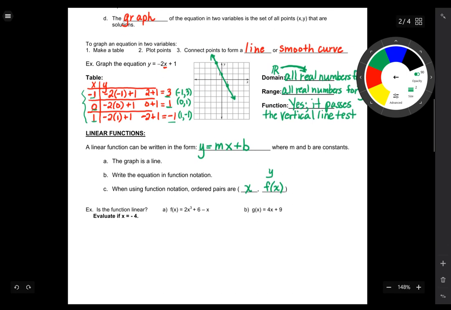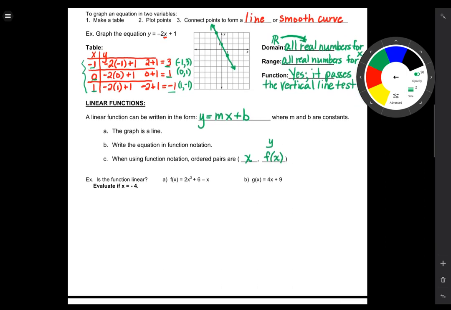Okay, so for these examples, you're asked, is the function linear? Well, if it's in the form y equals mx plus b, it will be linear. If it is linear, we're going to evaluate x equals -4. Actually, we're going to evaluate it anyway. So let's look at example A. Example A would not be linear because there's a 3 here. So not linear. It can only be x to the power of 1. This part's fine and this part's fine. Had this not been there, this would have been linear.